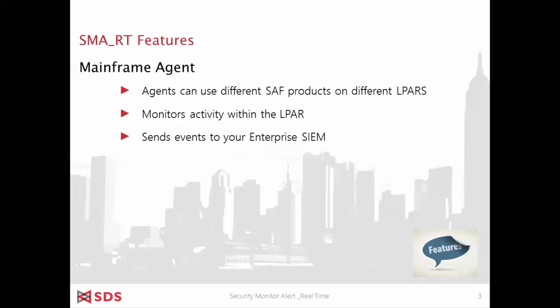The SMART agents can process in different LPARs, and they're not required to have the same mainframe SAF product. So perhaps in your environment you've acquired new business, and there's a data center running ACF2 and a few others running RACF. That's no real problem. You can configure the agent to start up with whatever SAF product you are using. This is all configured within one of the configuration members, which I'll show you in the live demo. The alerts are sent using UDP, user datagram protocol, and these ports are assigned within that configuration member whenever an alert is sent out to your enterprise SIEM.